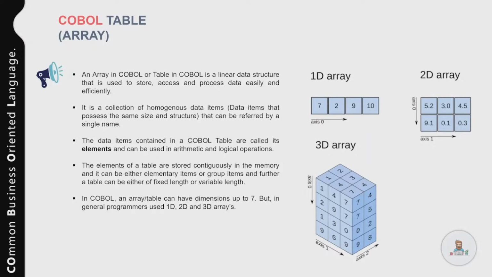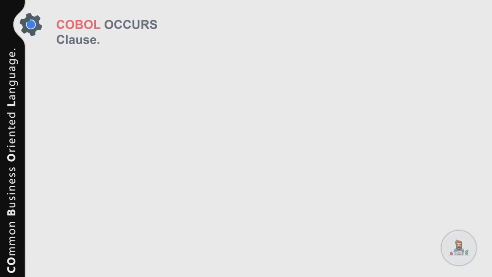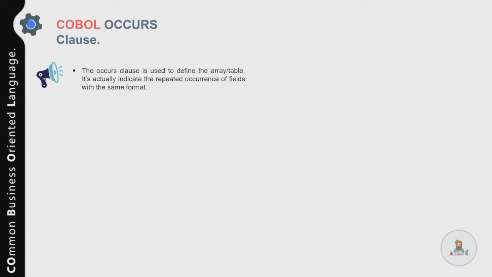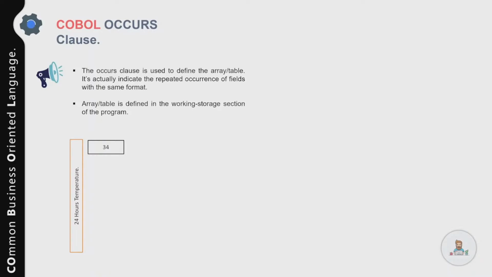Now let's talk about our next topic, which is the OCCURS clause in COBOL, and it is used to define a table in your COBOL programs. By definition, the OCCURS clause is used to define the table. It indicates the repeated occurrence of a field with the same format. Apart from that, a table is defined in the working storage section of the COBOL program, and the business logic to store and access data from the table is specified in the procedure division. Now let's try to understand the entire concept with the help of an example.